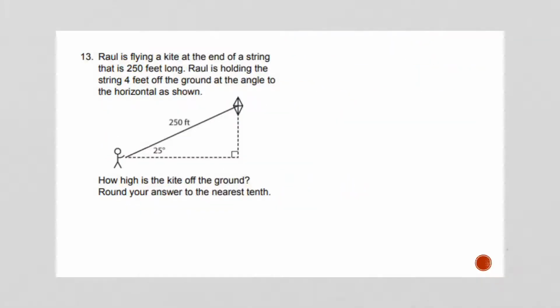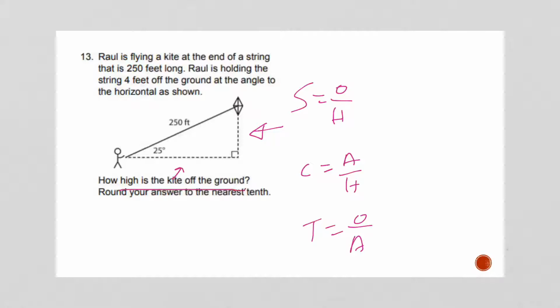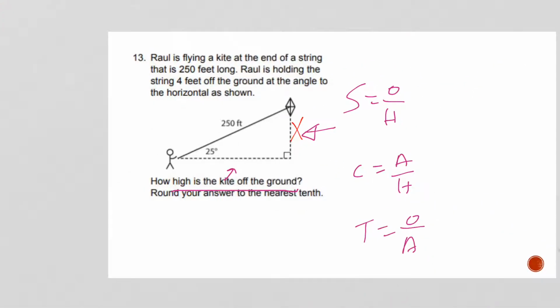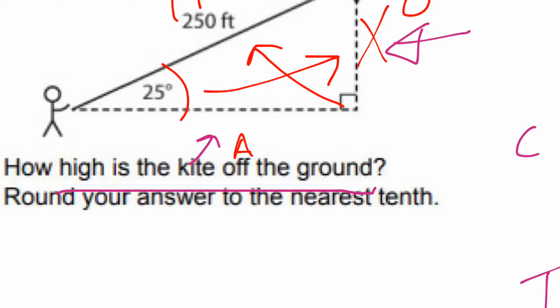Question 13, you have to figure out if you're going to use sine, cosine, or tangent. And the reason why is because we don't know the value of the right side or the bottom. But in the problem, they're asking us how high is the kite off the ground. So they're telling us to let this side equal x. So based on angle 25, this is the opposite side. Across the right angle, this is the hypotenuse. And the adjacent side, I don't know.